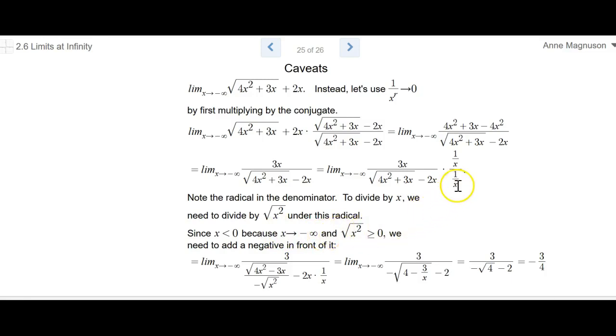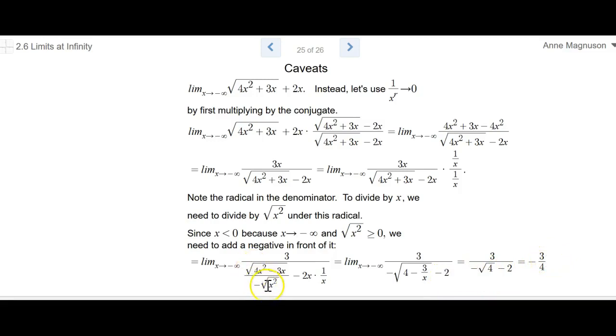So to have the equivalent of dividing by x, we're going to divide this radical term by negative square root of x squared. And then this other term we can just multiply by 1 over x. So this first term in the denominator can be simplified to be negative square root of 4 minus 3 over x. This term is negative 2. So this evaluates to minus 3/4.